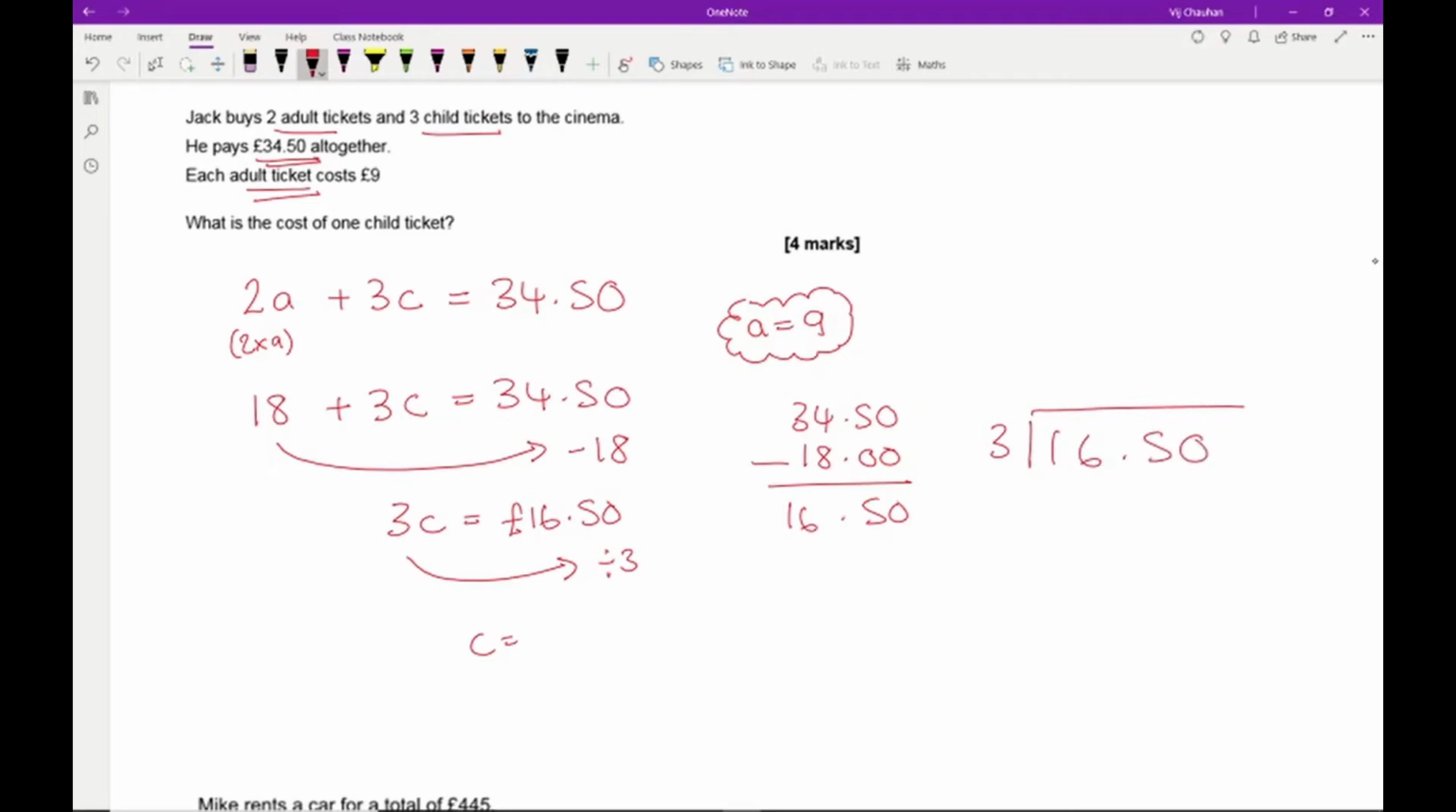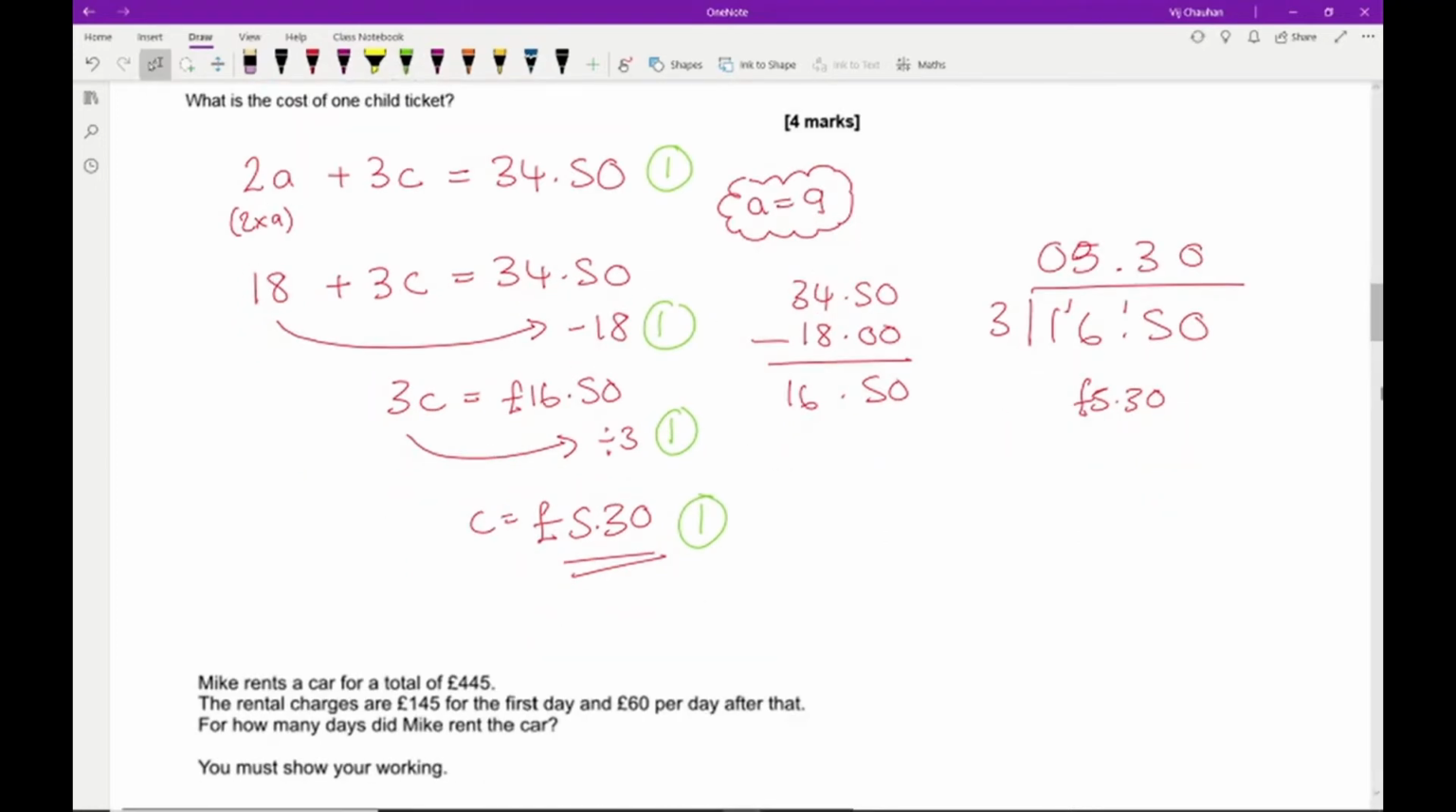Or we can do this without a calculator, so 3 goes into 1 0 times, carry the 1. 3 goes into 16 5 times, with 1 remainder. 3 goes into 15 5 times, so it's £5.50. So a child ticket costs £5.50, and that's worth 4 marks. So I would say you'd get 1 mark for writing some form of algebra, 1 mark for taking away 18, 1 mark for dividing by 3, and 1 mark for your final answer of £5.50.